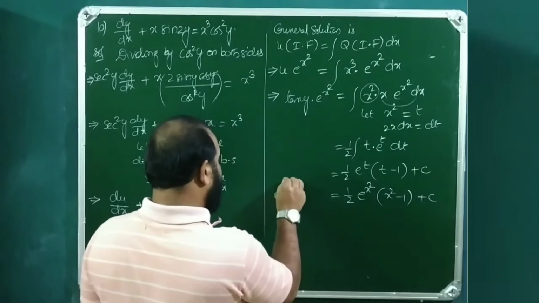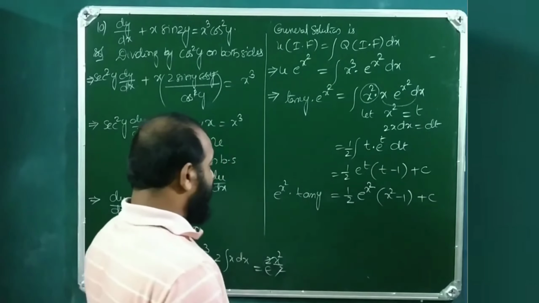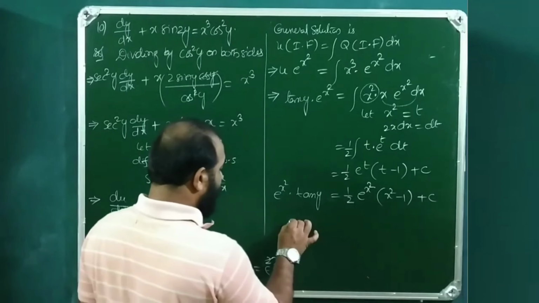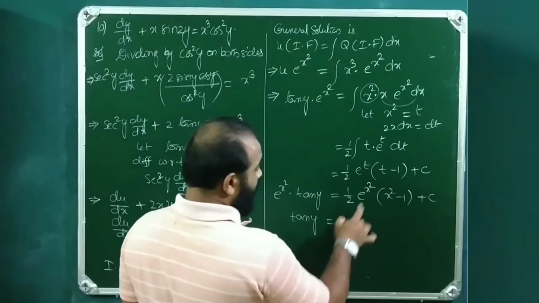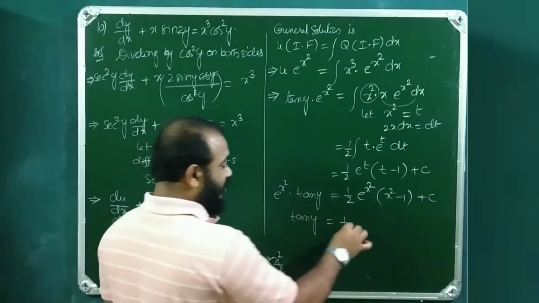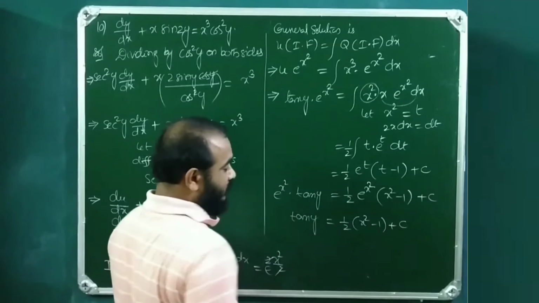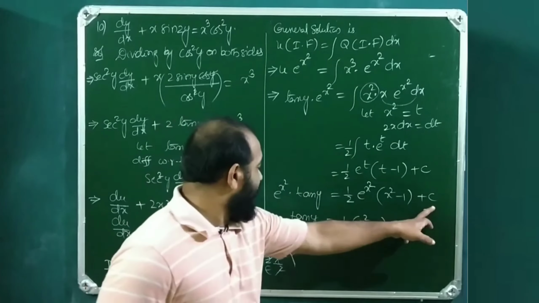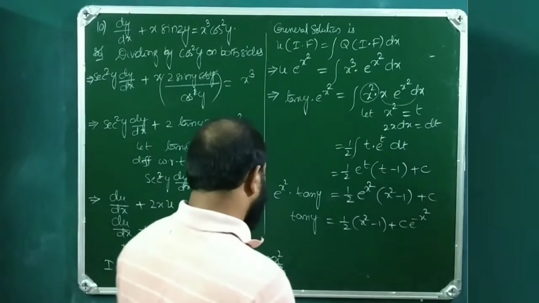This is e power x square into tan y. Therefore, if you divide with e power x square throughout the equation, then tan y equals 1 by 2 e power x square by e power x square gets cancelled, x square minus 1, plus c by e power x square, which is c into e power minus x square. 1 by e power x square is e power minus x square.